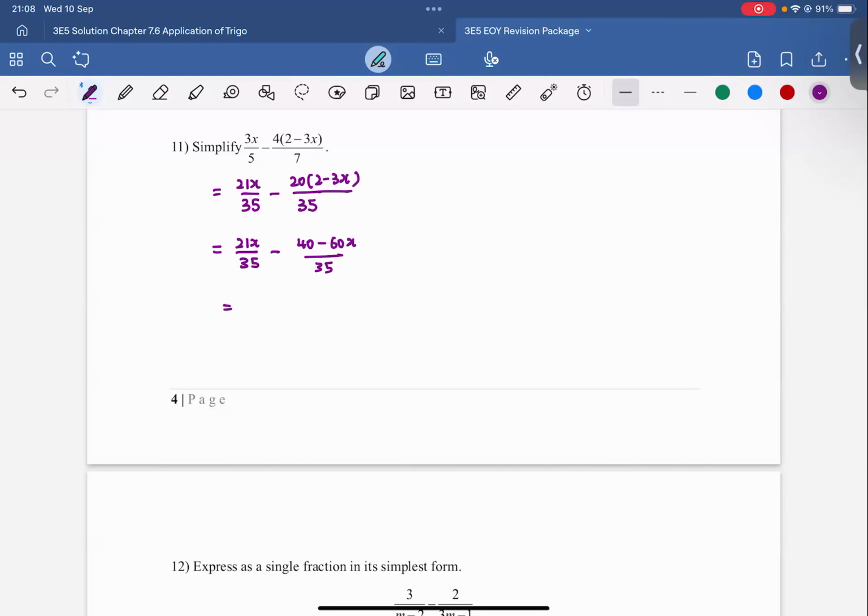Now put them together, must be very careful. You better draw this negative and draw this bracket. Why? Because later we have to distribute the negative. When we expand this, it becomes negative 40 plus 60x. Okay, this will give me what? 81x minus 40 over 35.